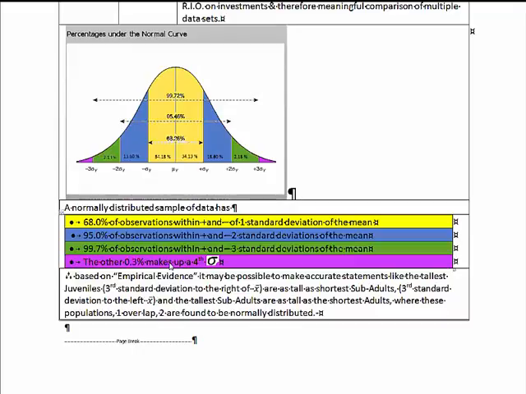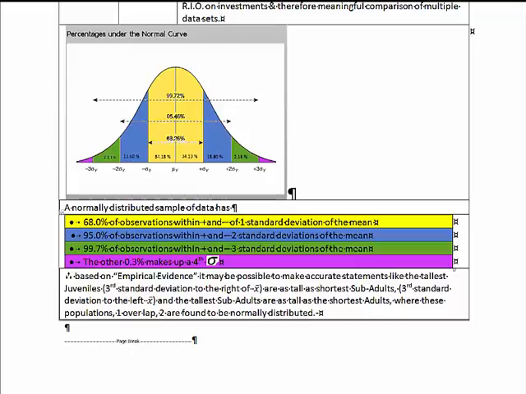Based on this information, it is then possible to make statements such as the following, that based on empirical evidence, it may be possible to make accurate statements such as the tallest juveniles, that is the third standard deviation to the right of the mean, are as tall as the shortest subadults, the third standard deviation to the left of the mean, and the tallest subadults are as tall as the shortest adults, where these populations, one, overlap, two, are found to be normally distributed.